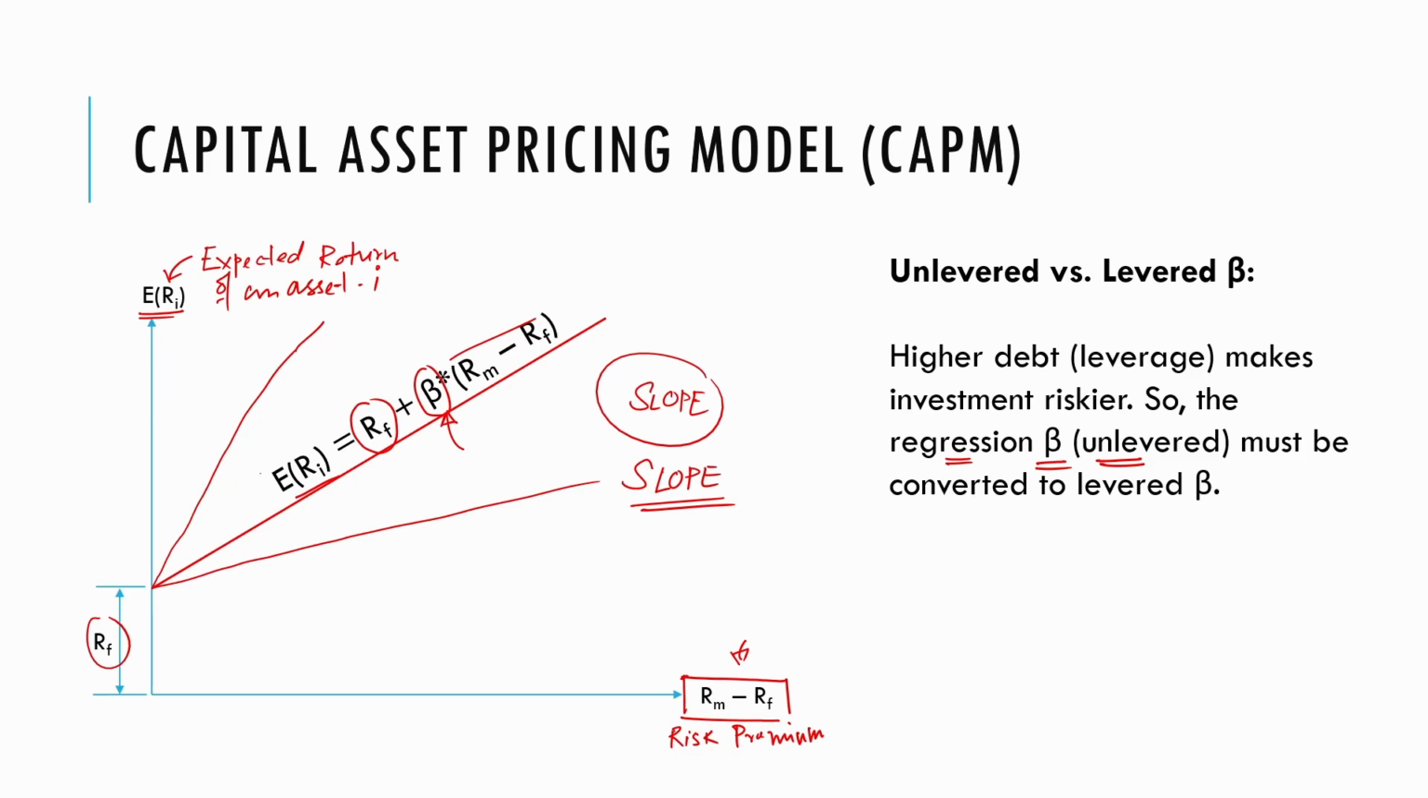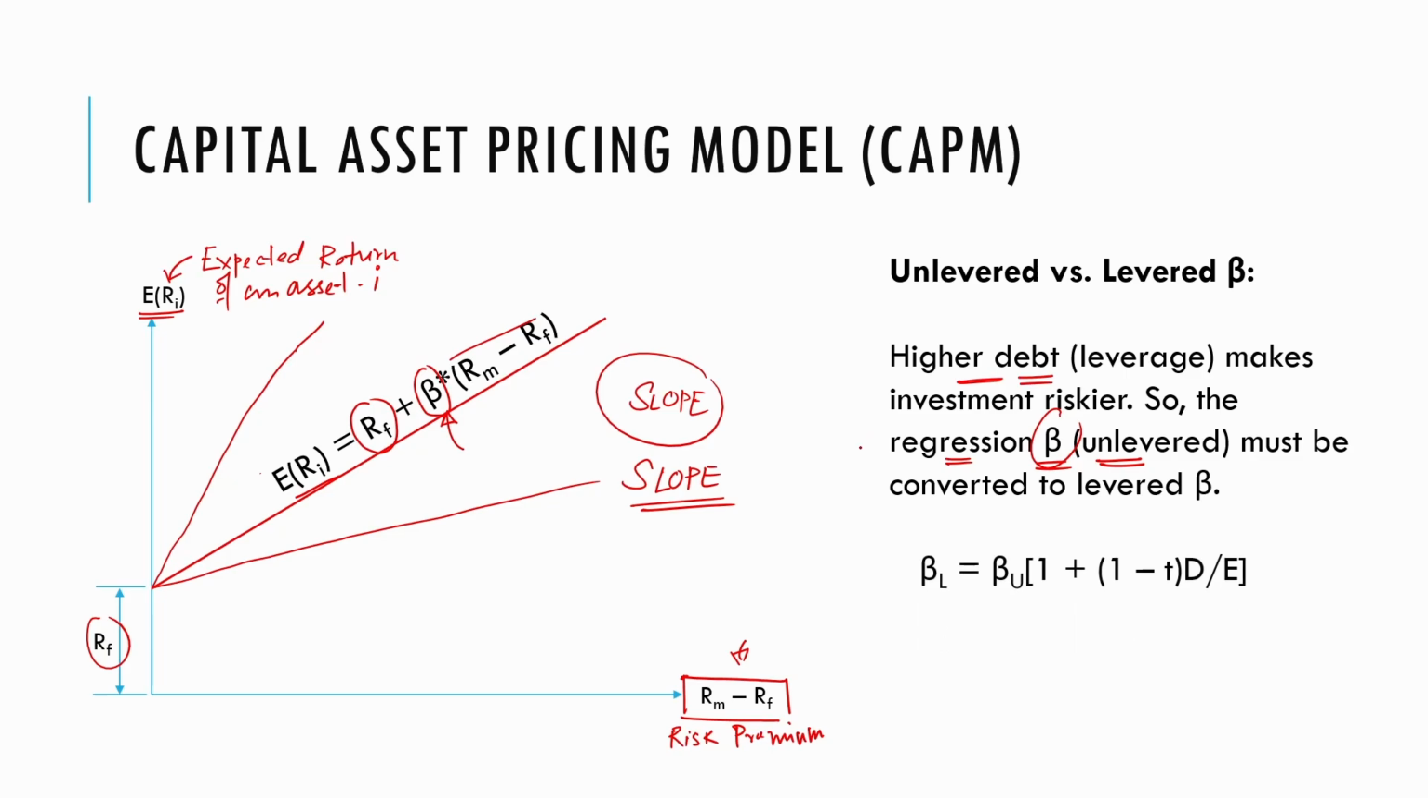So basically, if the percentage of debt in the capital structure is higher, that means the investment is also higher. So that kind of higher risk investment should be also included in the beta value. So this beta value that we are getting from the regression result, that will not consider that inclusion of debt. So we need to calculate the levered beta.